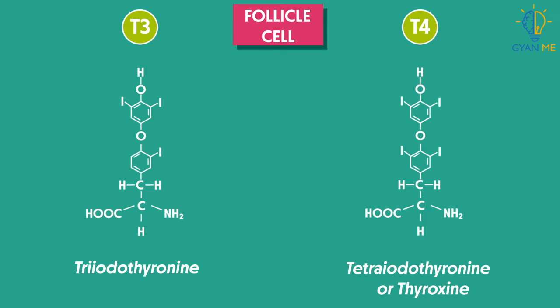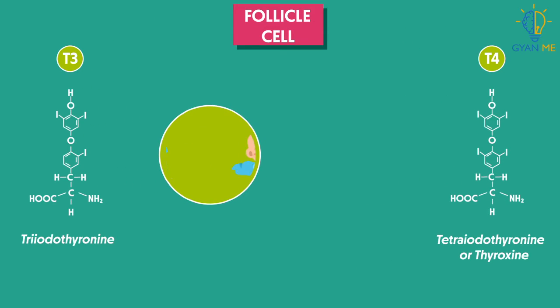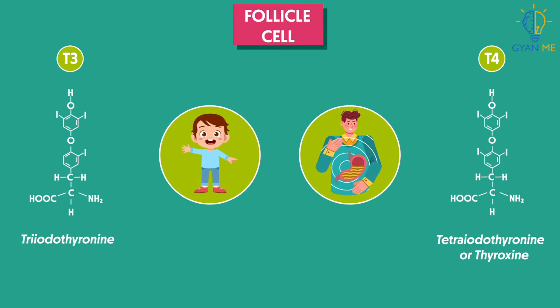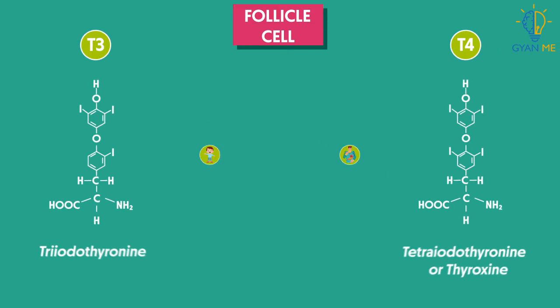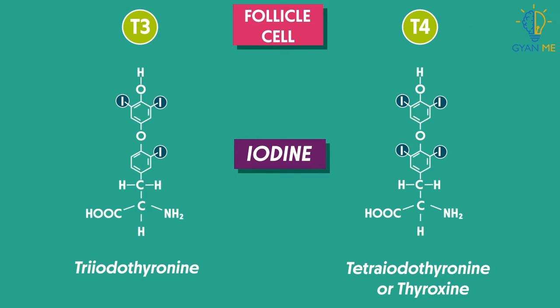T3 and T4 are among the most important hormones of the human body, affecting growth and cell metabolism by regulating uptake of oxygen by all the body cells. You know, students, iodine is very important for the production of T3 and T4 in thyroid gland. This is the reason we eat salt enriched with iodine, which is called iodized salt.